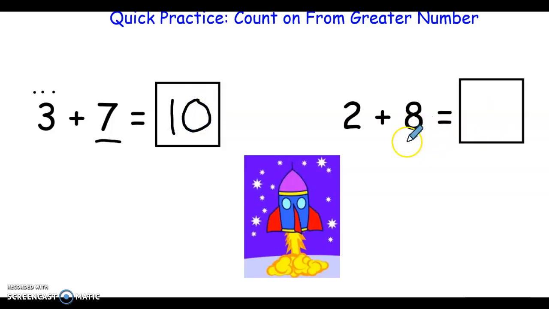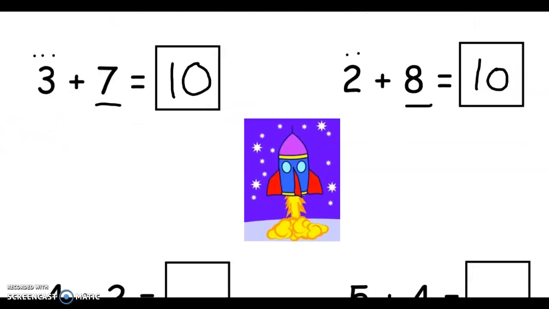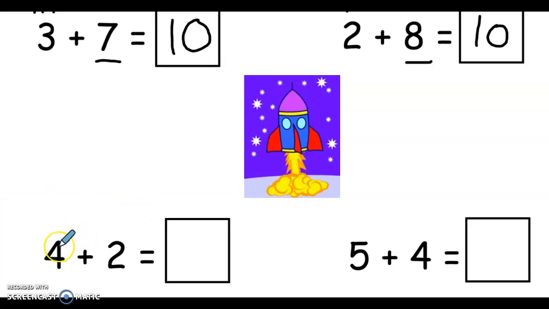All right, count on from the greater number. Which number is greater, 2 or 8? It's 8, that's right. Start by saying 8, 9, 10. Which number is greater, 4 or 2? It's 4, that's right. 4, 5, 6.